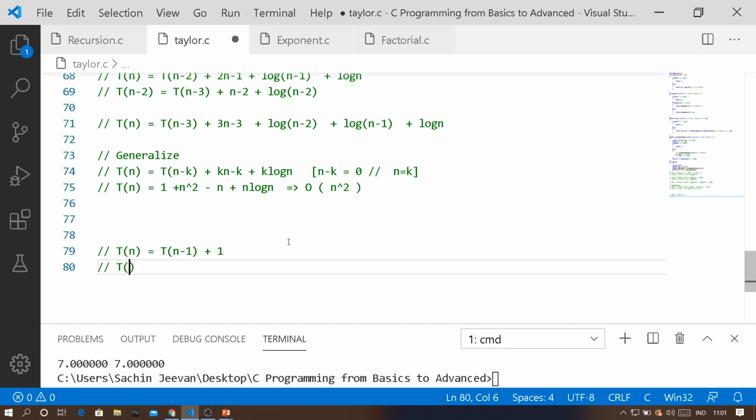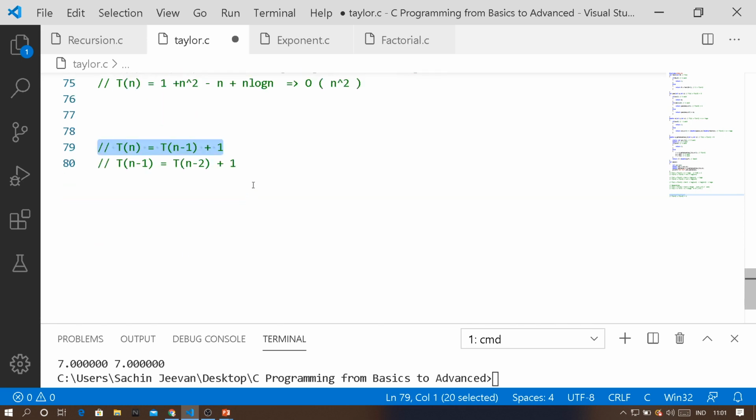First of all, we have to find the value of t of n minus 1. What is the value of t of n minus 1? It is equal to t of n minus 2 plus 1. So when t of n is equal to t of n minus 1 plus 1, then t of n minus 1 is equal to t of n minus 2 plus 1. Now we have to substitute the value of t of n minus 1 in this equation. So we take this equation and instead of t of n minus 1, we substitute the value that we have just found.